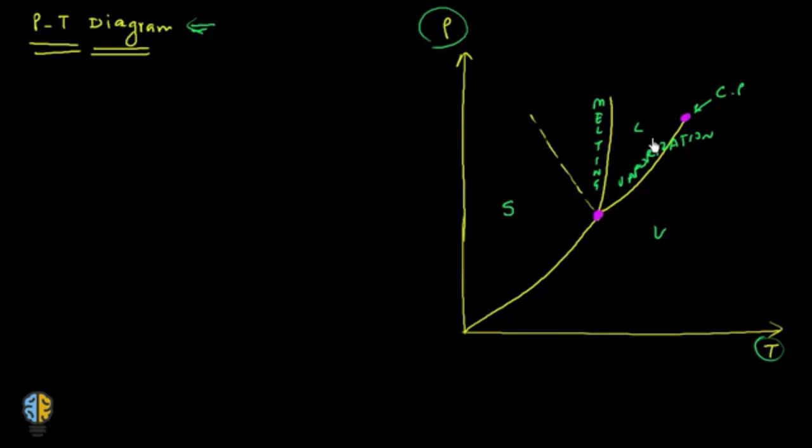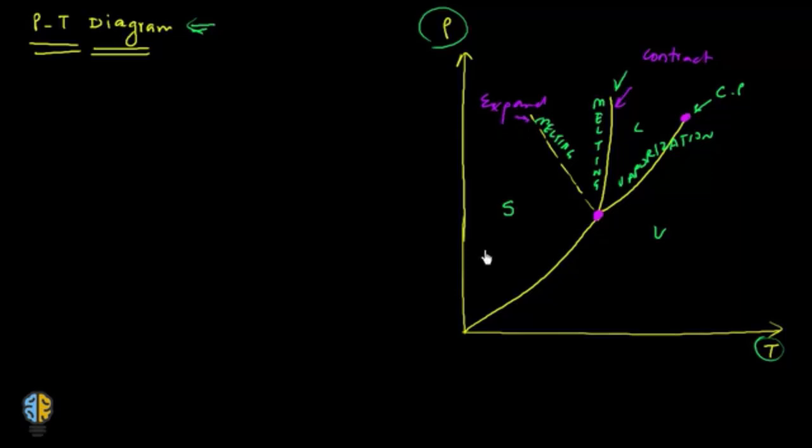Okay. Now this particular line over here is for substances that contract on freezing, and this dotted line over here is again the line which represents the melting. Okay, so this is for substances which expand on freezing. So let me write it down. So this is for substances that contract on freezing, and this is for substances which expand on freezing.